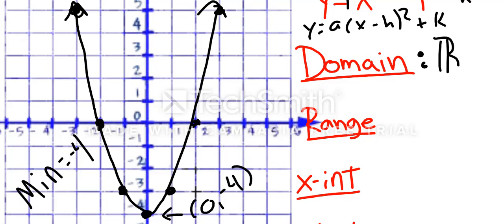Notice we do have a low point. So our range is all the y values that are graphed. Well, what is our lowest y value here? It is the k value, the -4. So since this thing's opening up, we're going to say y has to be greater than or equal to -4 because that is the lowest y value over here. You can see it. That's -4. And it goes up forever.